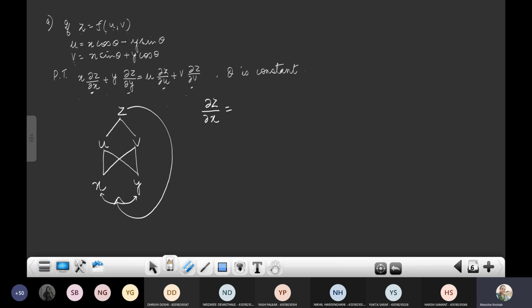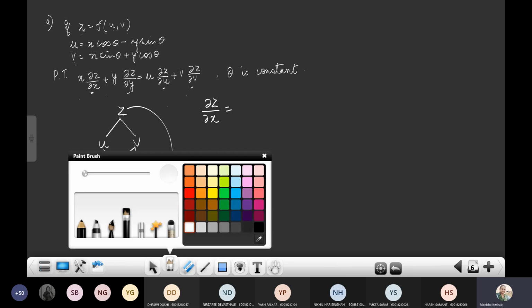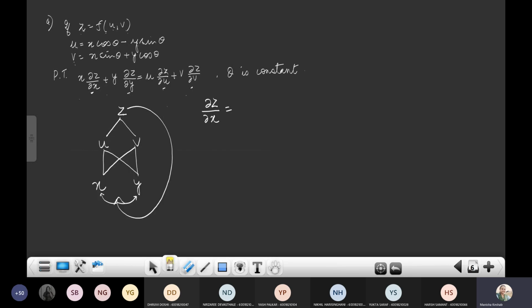अब del z del x के लिए क्या होगा, we have to consider all possible paths. So all possible paths क्या होगा, z से u, u से x, z से v, v से x. So let us write that. So del z del u, and then we have u with respect to x, del z del v, and then we have v with respect to x. राइट, इसका वैल्यू हम फाइंड करेंगे.